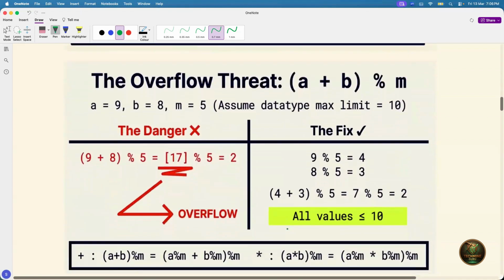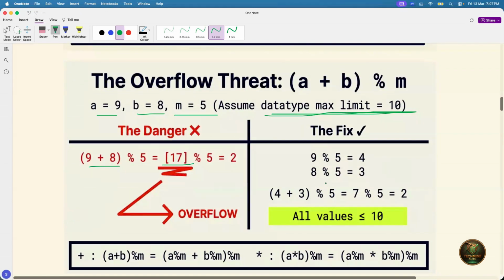So let's see one example for a plus b modulus m. Suppose a is given as 9, b is given as 8, and m is given as 5. And assume that your data type maximum limit is 10 only. So if you do 9 plus 8 modulus 5, this 9 plus 8 will give you 17, right? So this 17 will overflow because your data type max limit is 10 only.